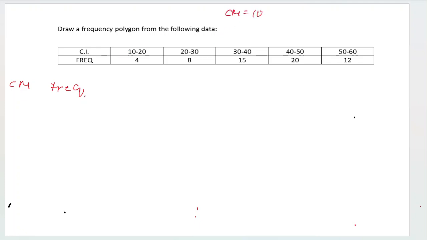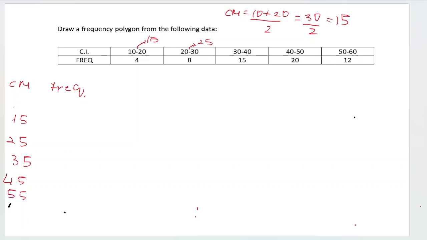The class mark is obtained by adding 10 plus 20 divided by 2, which is 30 upon 2, which is 15. So the class mark is basically the midpoint of every interval. Midpoint of this is 15, midpoint of this is 25. So it's like 15, 25, midpoint of next will be 35, next will be 45, next will be 55, and we associate the corresponding frequency 4, 8, 15, 20, 12.